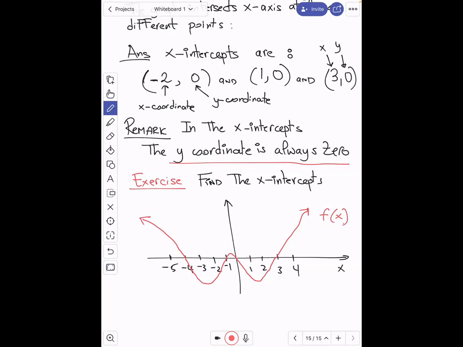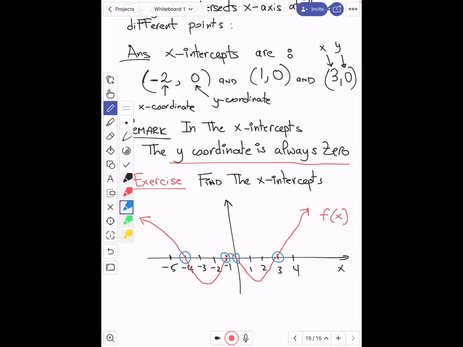All right, I guess probably you're done with this exercise. Any guess? Matthew, you're saying negative 4, 0, negative 1, 0, 0, 0, and 3, 0. Perfect, Matthew. That's absolutely excellent. That's the answer. So very good. So yes, we do have intersection right here, negative 4, at negative 1, and also at 0, right? And then the final x-intercept will be at 3.